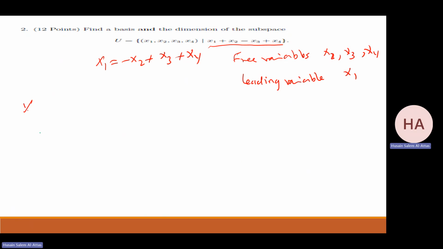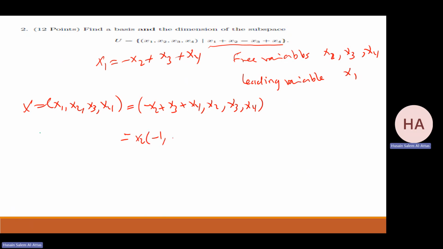So my solution x will be x1, x2, x3, x4, which is minus x2 plus x3 plus x4, x2, x3, x4. I can take x2 as common factor. I have minus 1, 1, 0, 0. If I take x3, I have 1, 0, 1, 0. If I take x4, I have 1, 0, 0, 1.